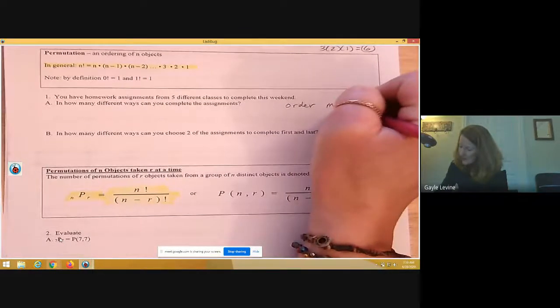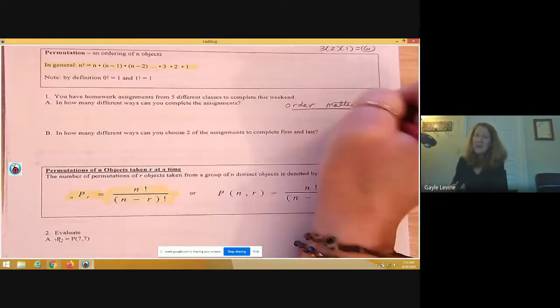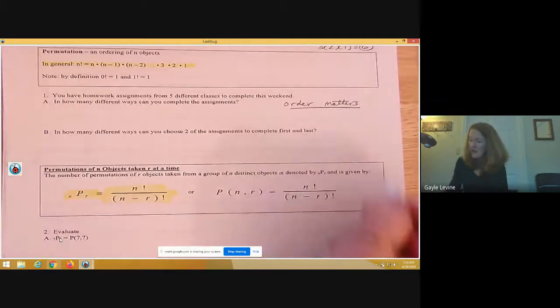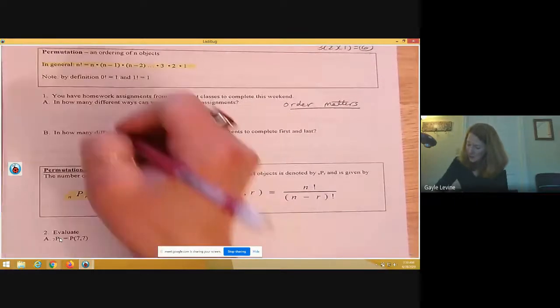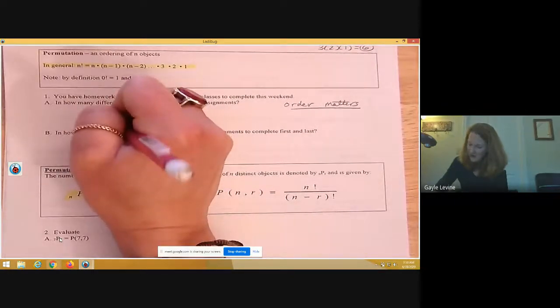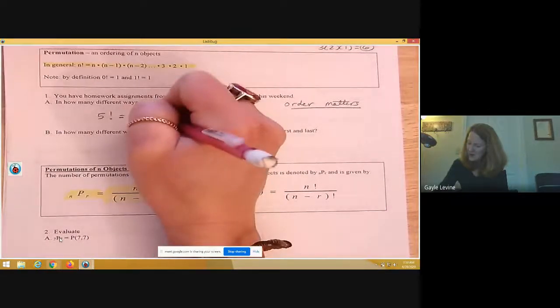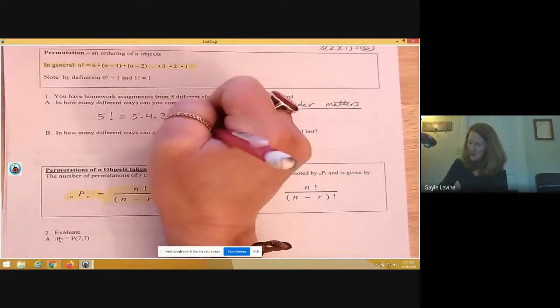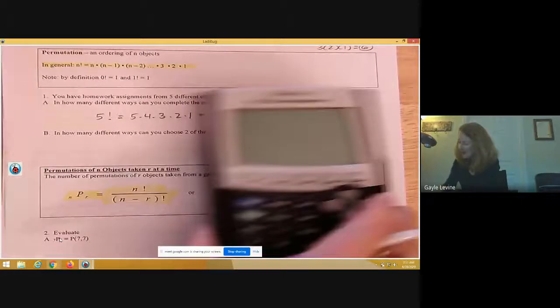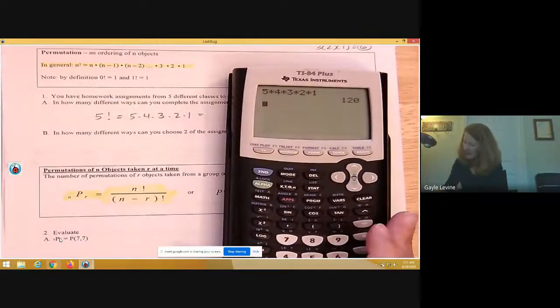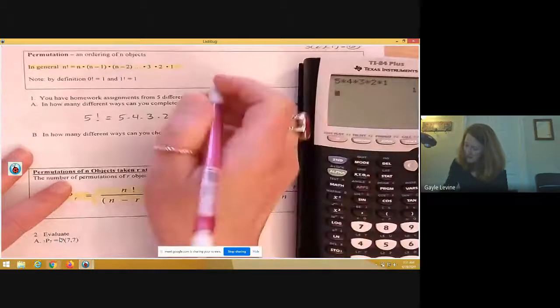Anytime it's a lineup, you're going to be doing a permutation. So we are lining up all 5 assignments, and we're going to call that 5 factorial. What that means is 5 times 4 times 3 times 2 times 1, and you are, by all means, welcome to do that right in your calculator. 5 times 4 times 3 times 2 times 1. Okay, and I'm getting 120.